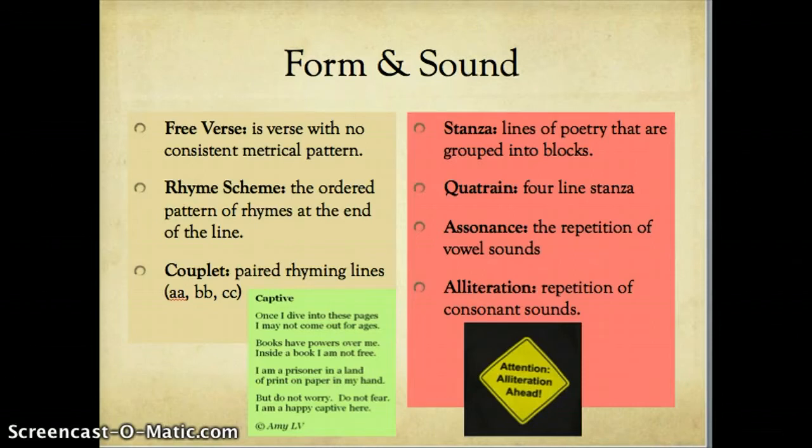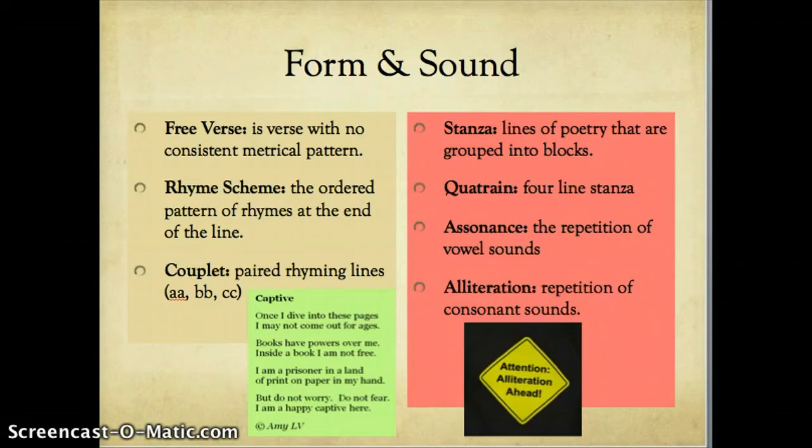And they can be formed so you can count the lines. So is it a 4-line stanza? Then it's a quatrain. If it's a 5-line stanza, it's a quintet. If it's a 6-line stanza, that's a sestet. So there's special words, again, used to describe each type of stanza, how many lines there are.